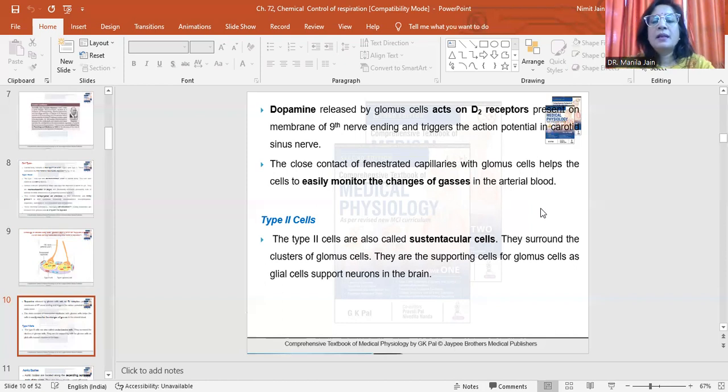So type 2 cells are sustentacular cells and surround the clusters of the glomus cells. Which receptors did we study? D2 receptors on the ninth nerve ending, and the neurotransmitter is dopamine. Because of the presence of the fenestrated capillaries with the glomus cells, they help the cells to easily monitor the changes of the gases.